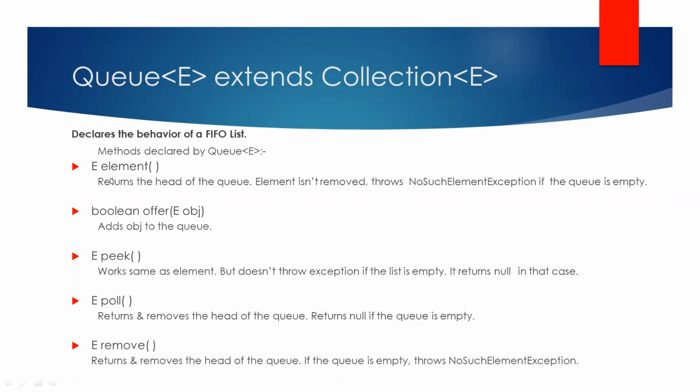So remember the behavior of the methods. Element and peek work the same, but the difference is element will throw an exception, peek will return null if the queue is empty. Similarly, poll and remove work the same, but the difference is poll will return and remove the element, and return null if the queue is empty. But if you use the remove method, then it may throw the no such element exception if the queue is empty.